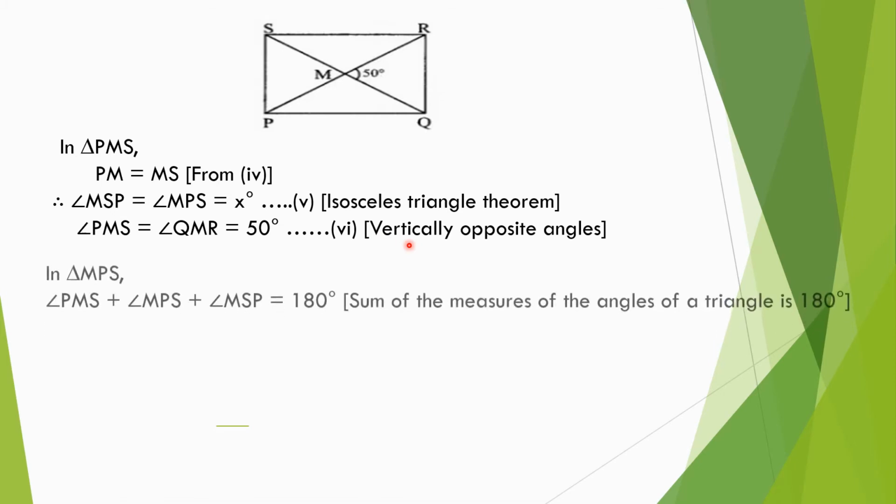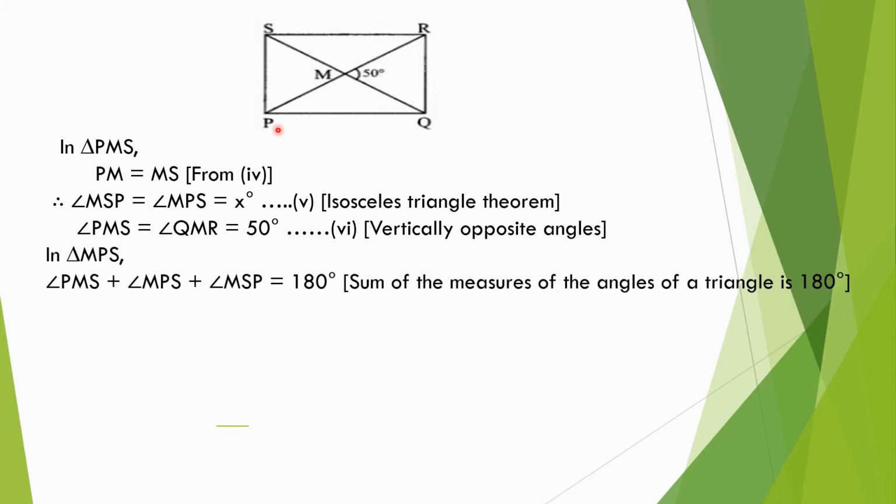And in triangle MPS, angle PMS plus angle MPS plus angle MSP is equal to 180 degrees, because the sum of the measures of the angles of a triangle is 180 degrees. And what is the angle PMS? Angle PMS is equal to 50 degrees. 50 degrees plus x plus x is equal to 180 degrees, from equations 5 and 6.